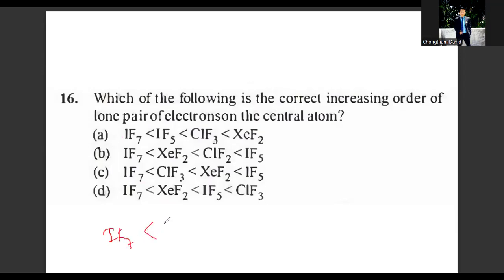IF7, IF5, ClF3, then xenon difluoride. So in this pattern, you can arrange IF7, IF5, ClF3, and xenon difluoride. So A would be the answer for question number 16. For the number of lone pairs of electrons on the central atom in the various molecules, you need to first find them out, then the increasing order can be arranged later on.